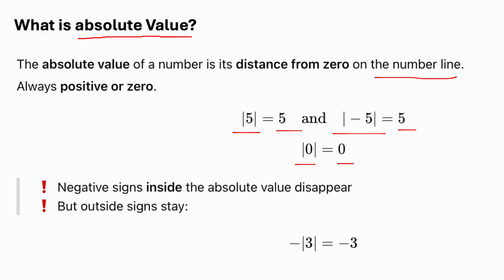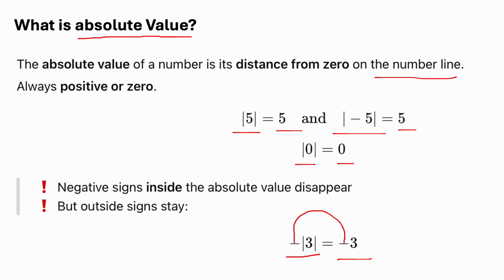But watch out for a common mistake. If a negative sign is outside the absolute value symbol, then this negative symbol doesn't go away. For example, the negative absolute value of 3 is negative 3, okay, because this sign is outside the absolute value symbol, so it will stay there.